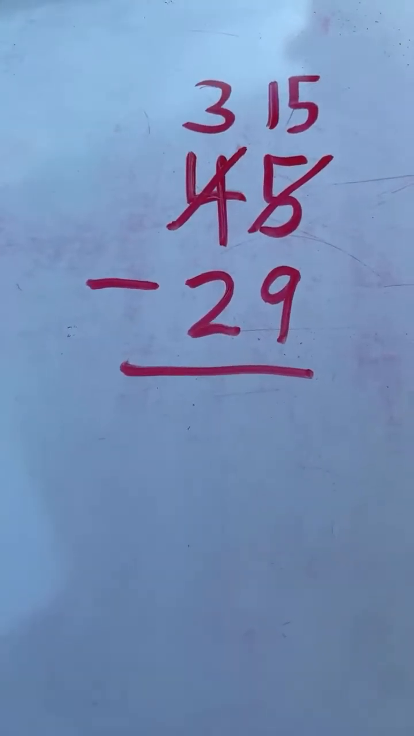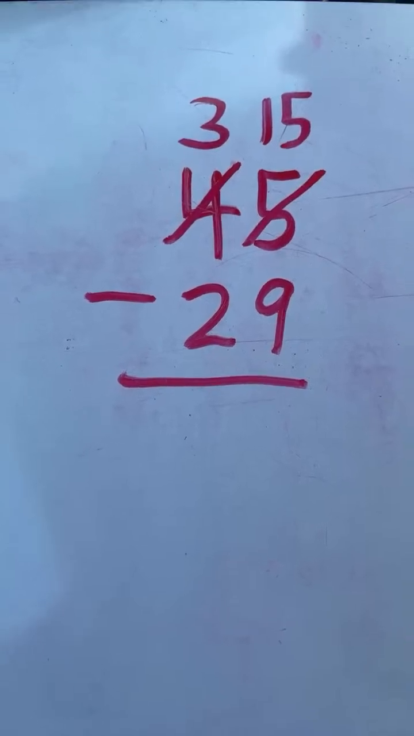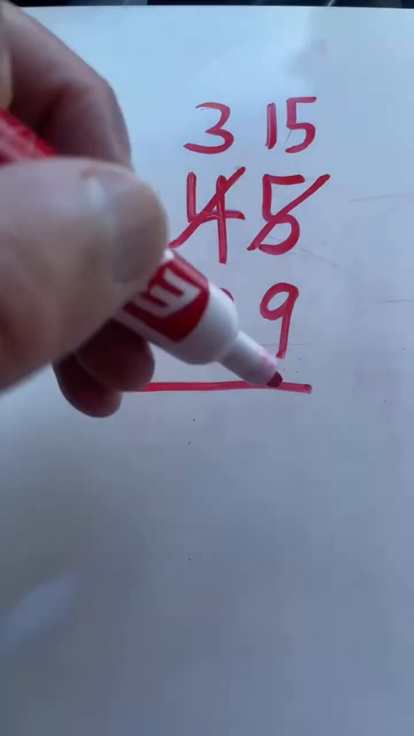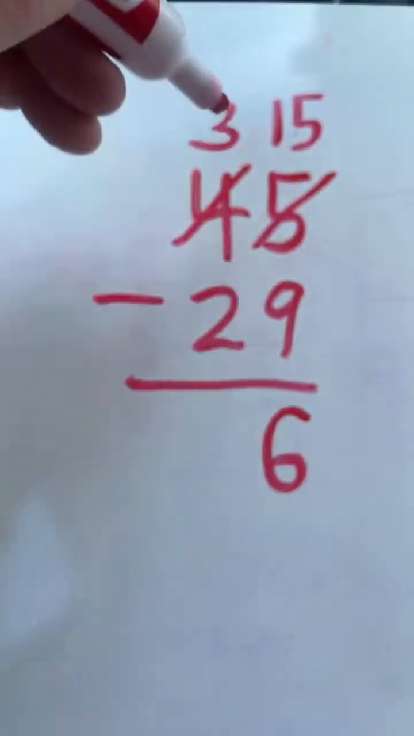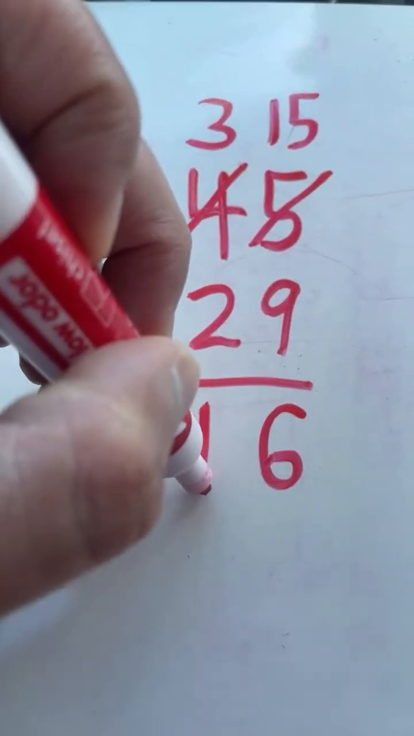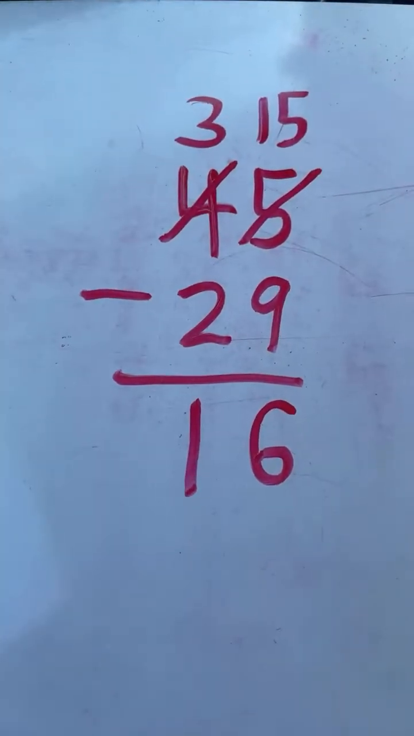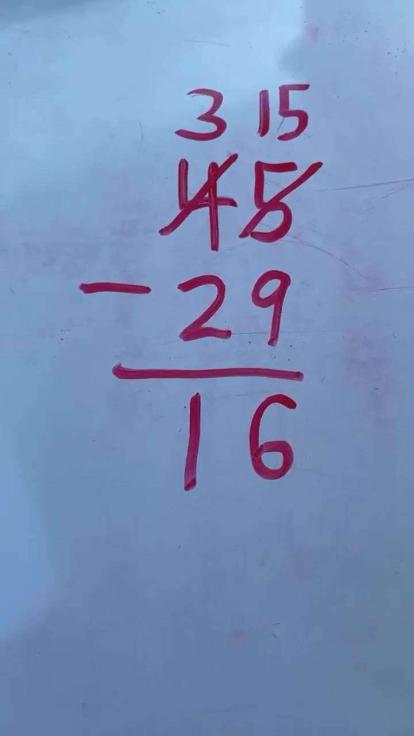Now we're ready to subtract. 15 minus 9 equals 6. 3 minus 2 equals 1. And we have our final answer. 45 minus 29 equals 16.